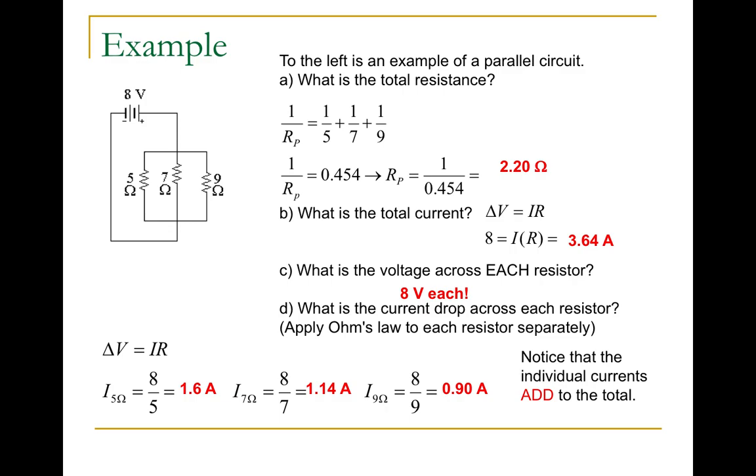Notice again, the individual currents, 1.6, 1.14, 0.9, add to give me 3.64, which is the total current of that circuit.